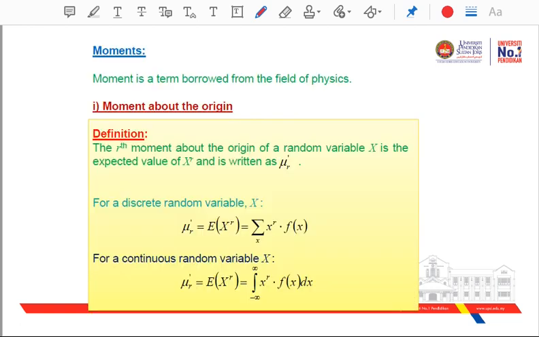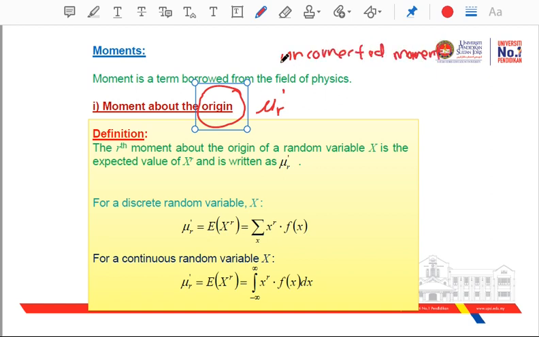Alright, so first of all, let's look at the notation used. When you talk about moment about the origin, the notation is actually mu r prime. Remember, this is uncorrected moment. Some books use this term, so just to make sure you are aware of it. Uncorrected moment is actually moment about the origin, and the notation is mu r prime, which, when you use expectation, remember mean is an expectation, is actually E[X^r].